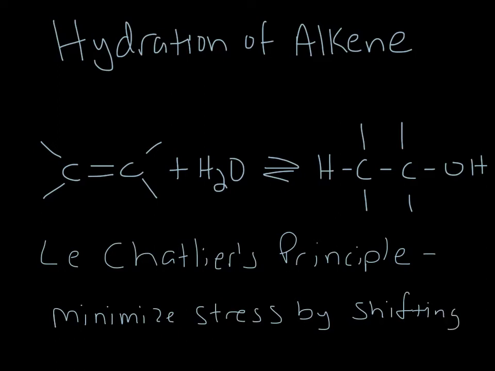So if I want to go to the alcohol side, then I would add water. If I want to go to the alkene side, then I would remove water. So we can add or remove water in order to push the equilibrium one direction or another. If we want to go towards hydration, so adding water across a double bond, we're going to have excess H2O in order to push the reaction towards the alcohol product.